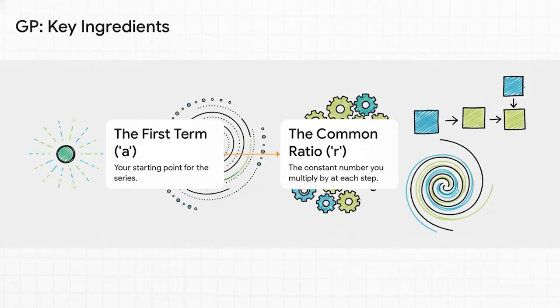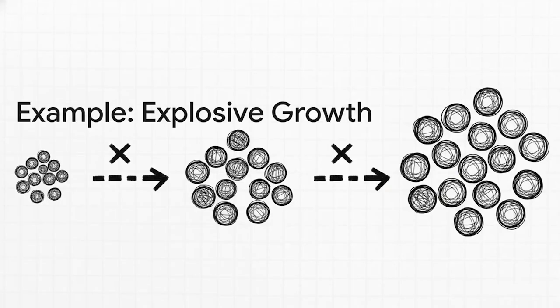And hey, just like our AP, a GP only needs 2 key ingredients. You still need a starting point, our A, but instead of adding a step D, you need a number to multiply by, our common ratio R. Get those 2, and you've unlocked the whole pattern. Let's see this thing in action.